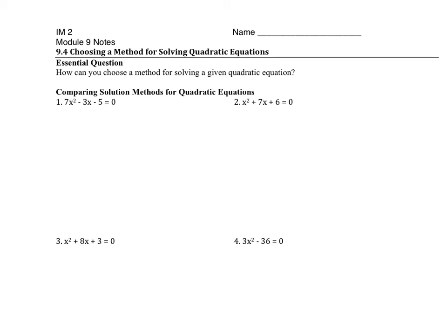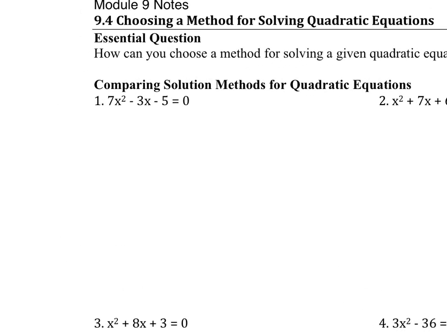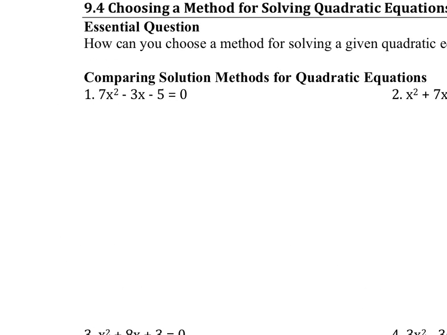So the question we want to be able to answer is, how can you choose a method for solving a given quadratic equation? We have 3 to 4 methods. Some are better than others. We've talked about these briefly, but now let's throw all of these together and identify which one is best. So let's look at number 1 here. Go through a couple examples and then see if we can see what makes one better than the other, and then we'll come up with that list of rules.